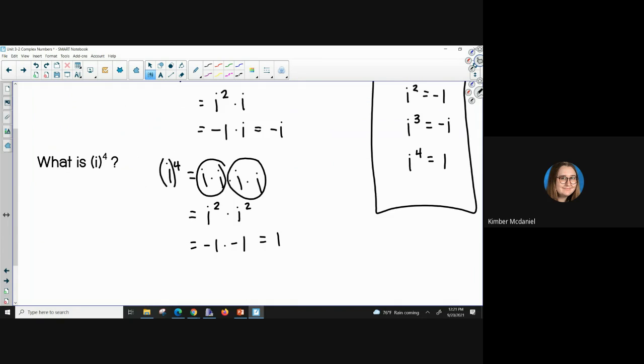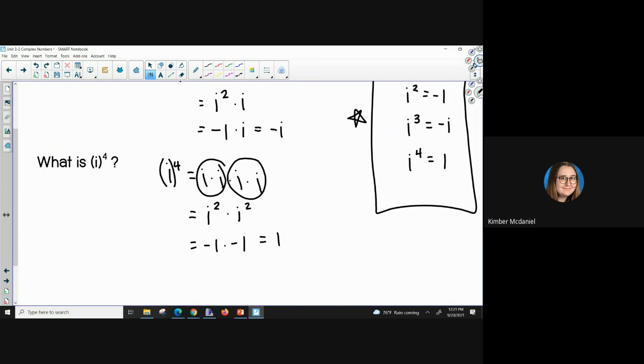I want you to put a star beside this box. Again, anytime you see i, you're not replacing it with anything. But anytime you see i to the second, you're going to substitute negative 1 in for it. Anytime you see i to the third, you're going to substitute negative i in for it. Anytime we see i to the fourth, we're going to substitute 1 in for it. Okay? This is something that you have to have memorized.